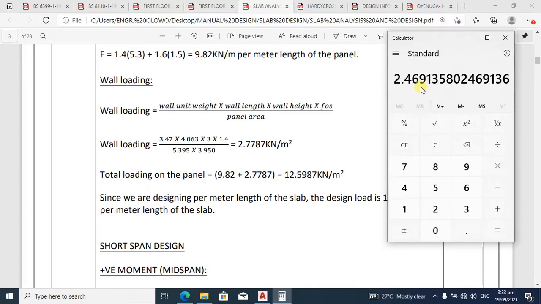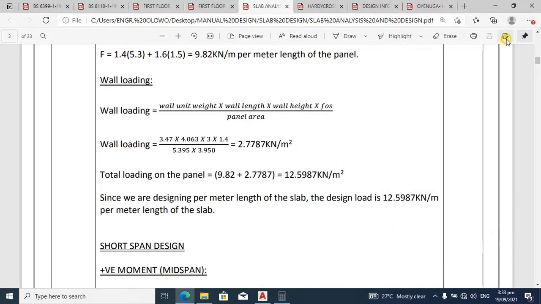Now what of the plastering, the rendering on this block? We can take those as 1 kilonewton per meter square. After adding 1 to this value, we have 3.47 approximately, and that is how I got the unit weight of my wall to be 3.47. I hope that is clear.